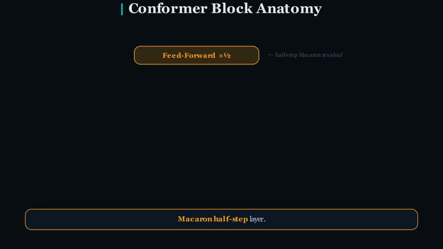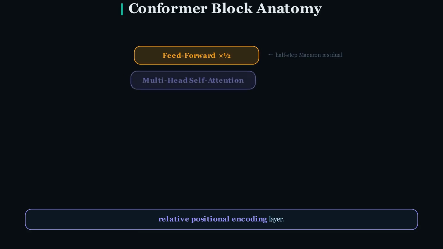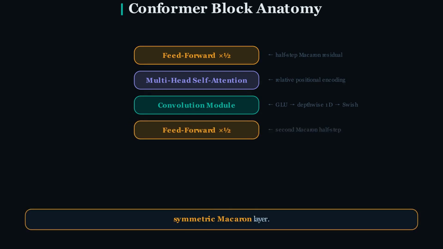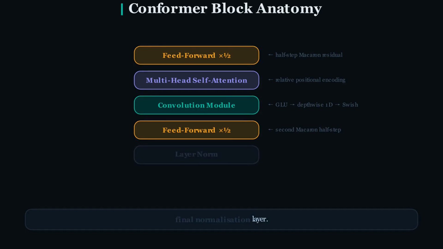The first feed-forward module uses only half its output, the Macaron half-step arrangement that stabilizes training. Multi-head self-attention uses relative positional encoding, making it robust to variable utterance lengths. The convolution module. This is what separates the conformer from a plain transformer. It scans locally across time. A second identical half-step feed-forward mirrors the first, completing the symmetric Macaron structure. A final layer normalization stabilizes the block output.